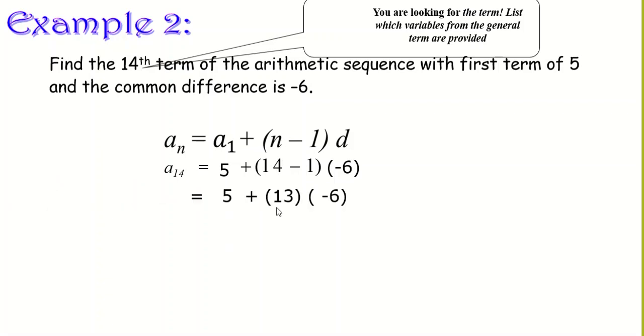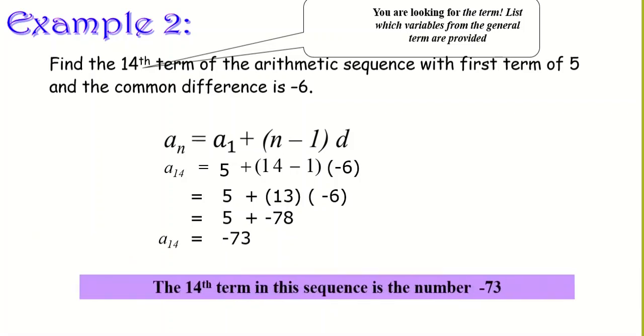Then simply solve the equation. So this one, 14 minus 1 is 13. And then multiply this using PEMDAS. You have to multiply this first. So that's negative 78. So 5 plus, supposed to be with parentheses, negative 78 is negative 73. So your 14th term in the given sequence is negative 73. Easy, right?